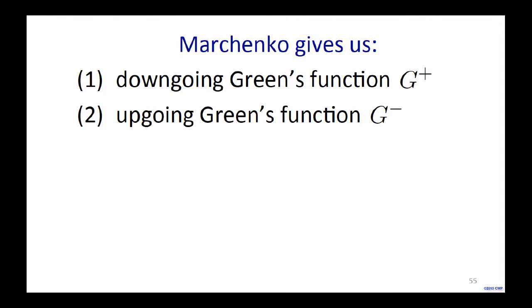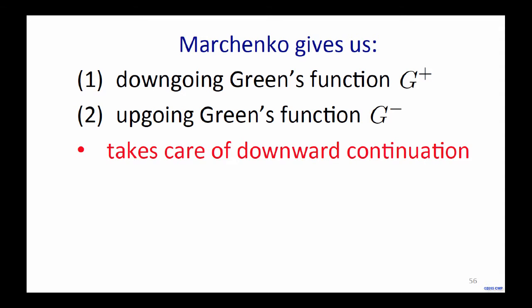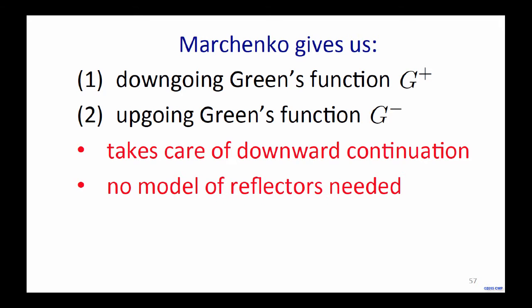So the Marchenko equation gives us now, at any desired point in the subsurface, the downward and the upward component of the Green's function that take care of the downward continuation. No more modeling, no more model estimation. We don't need to know where the reflectors are. All the multiples are taken care of. It's completely target oriented. We can do it at one point in the subsurface. We can do it at a horizontal surface. We can do it in the box. We can do it anywhere.